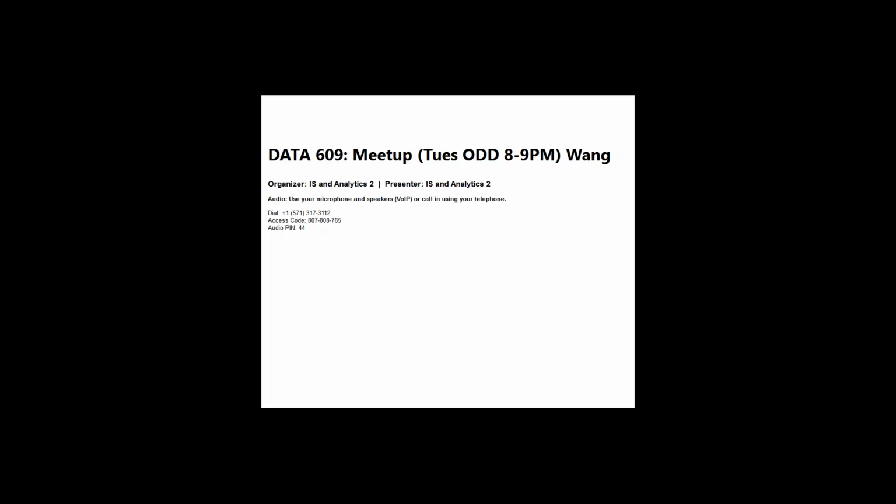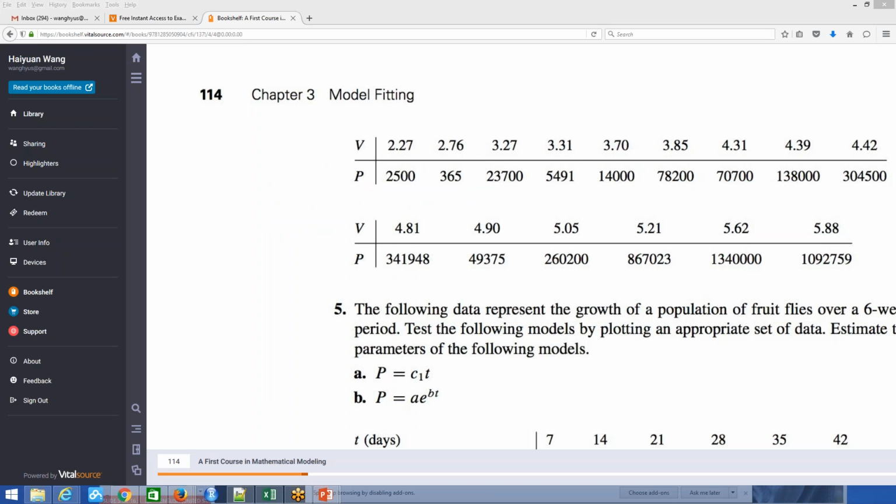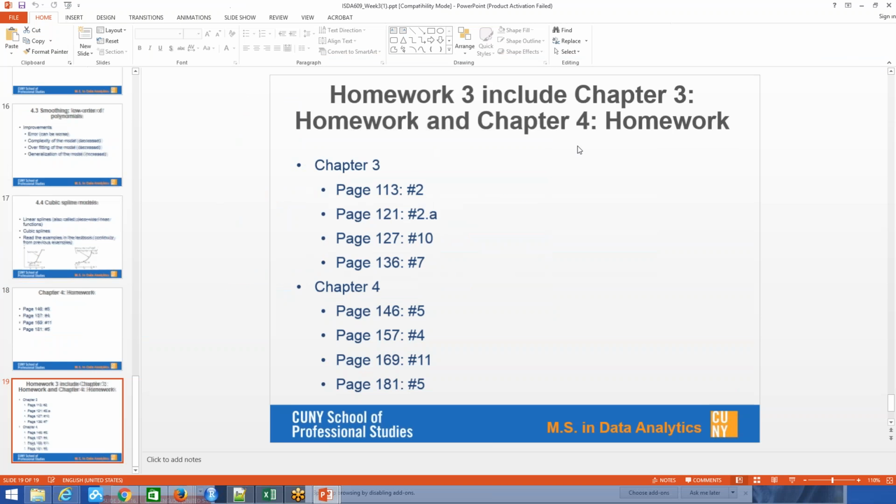Note that homework 3 actually captures two. Hold on, I'm not sure which screen you can see. Oh, I didn't share my screen yet. Okay, now you can see it. Note that homework 3 actually covers 2 chapters, chapter 3 and chapter 4. You only need to pick 3 of all these assigned problems.